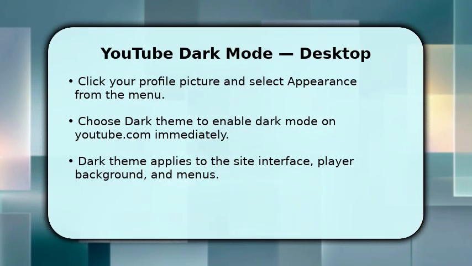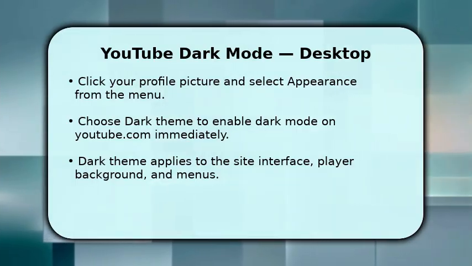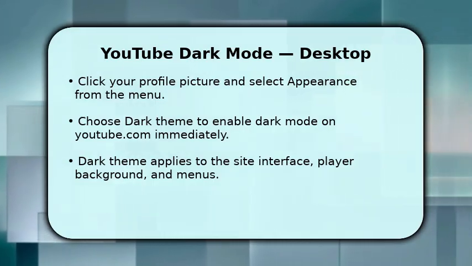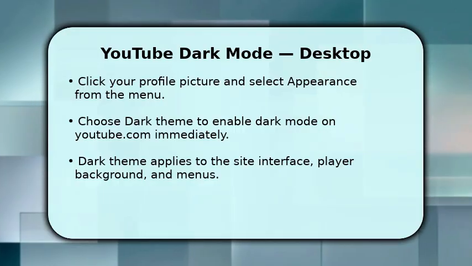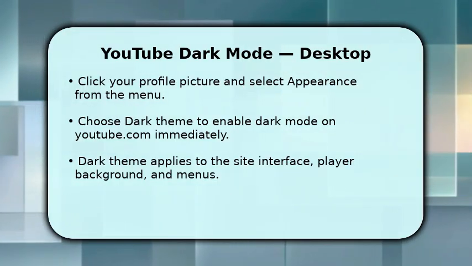Open YouTube.com and click your profile picture in the top right corner. Wait for the account menu to appear before moving to the next step. Click Appearance from the drop-down list to view theme options. Choose Dark Theme to enable dark mode on YouTube.com immediately after selection.